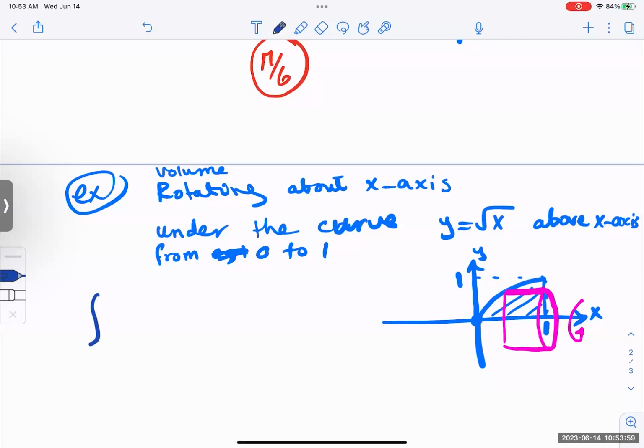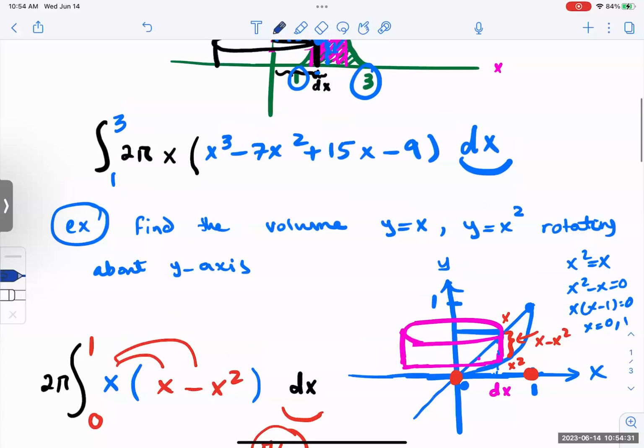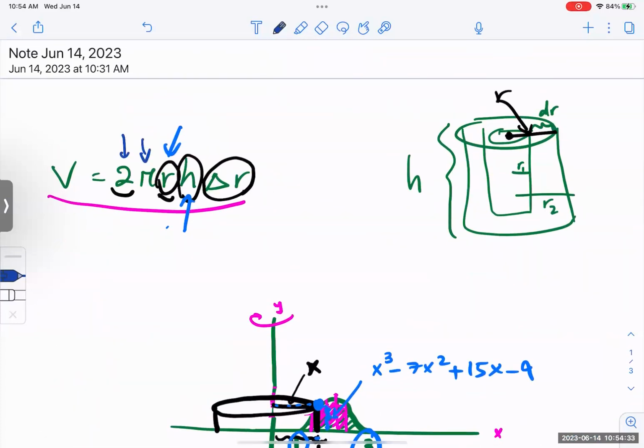Again, by practicing, you would know what you're doing here, I guess. Okay, so 2 pi. This time the thickness of the cylinder that I'm adding together, is it dx or dy? Excellent. It's dy because the thickness is from here, so it's dy. So the formula was saying 2 pi r h and dr. So now I need to think of r and h.